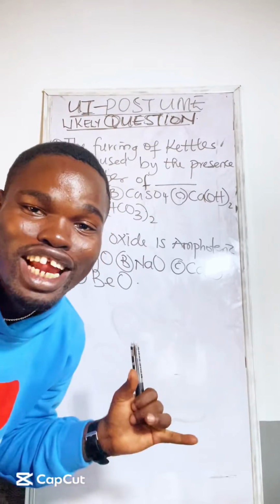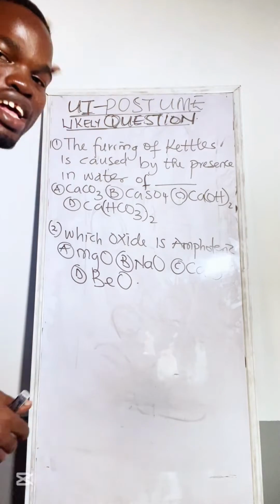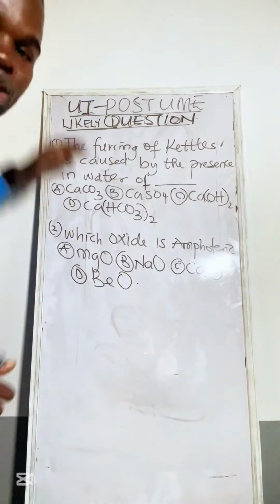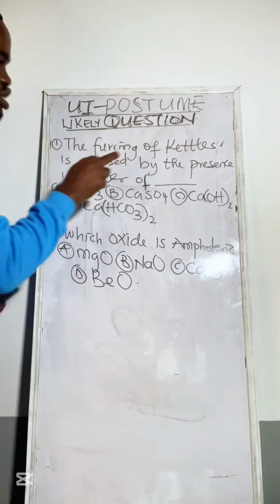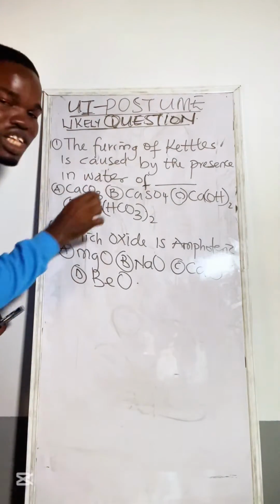Imagine you are given a question like this. How would you solve it? Let's solve it together. This is directly from a UI Post-JAMB likely question. Okay, so question one says, the fur of kettles is caused by the presence in water of dash.